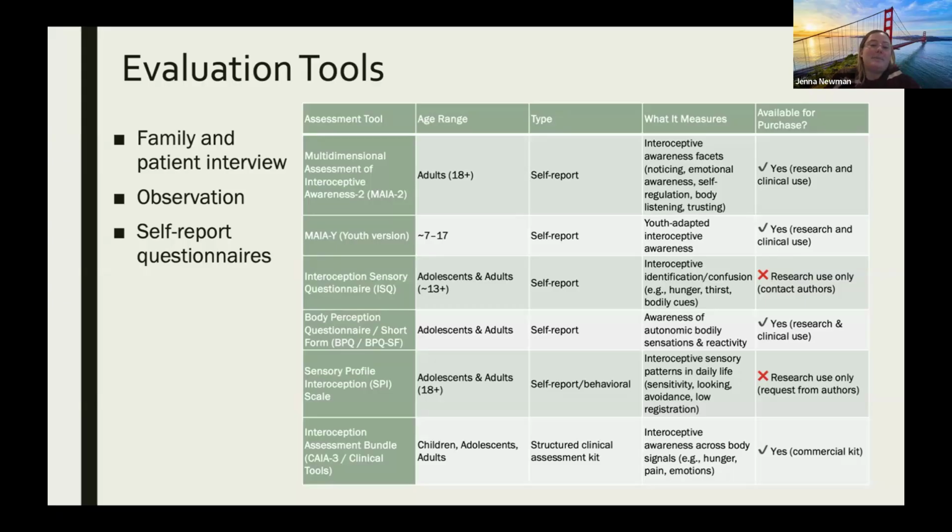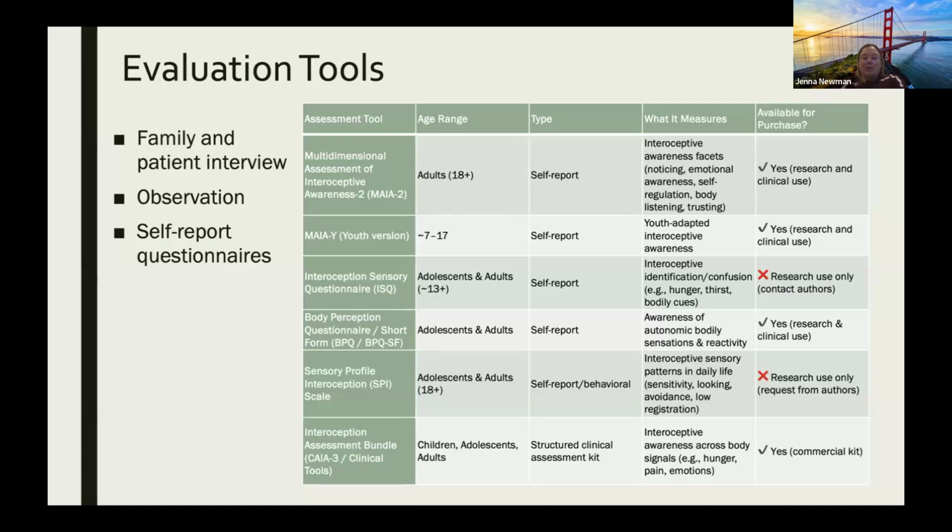The next one is the Body Perception Questionnaire, or the BPQ. This one is also for adolescents and adults. There are two separate forms. Again, self-report and very similar questions as the rest. This one can also be purchased and used in clinic, and is also used in a lot of the research articles.